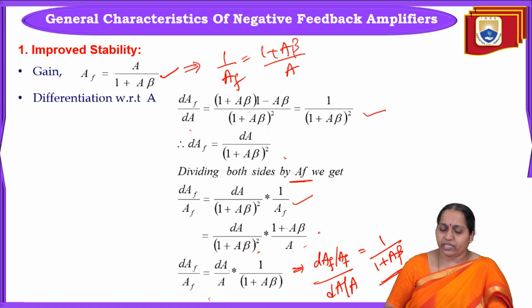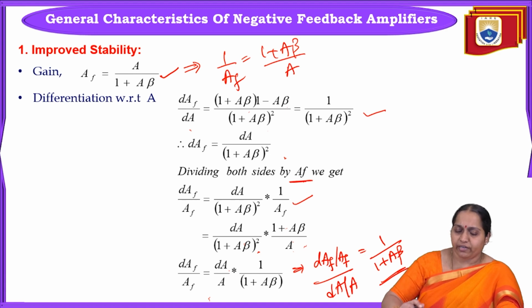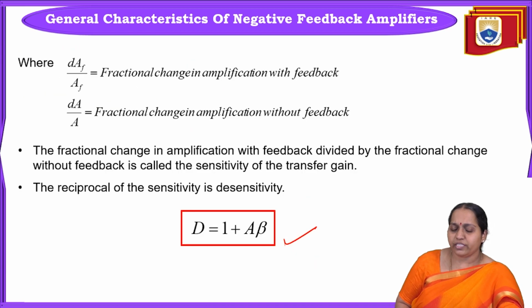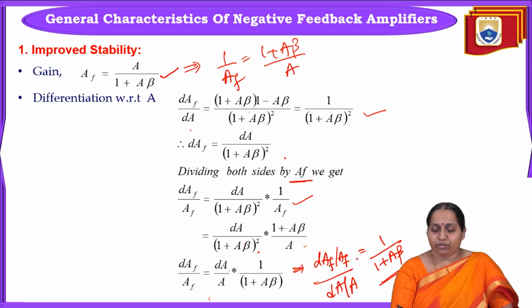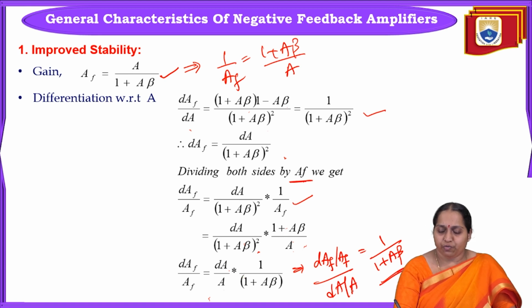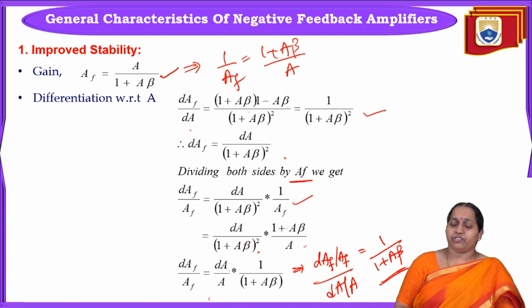How can we say that there is stability in gain, or improved stability? Improved stability means the fractional change in gain, dAF by AF, is dependent only on beta. Desensitivity is given by D equal to 1 plus A beta. The fractional change in amplification with feedback is less compared to the fractional change in amplification without feedback. You can see dAF by AF equals dA by A divided by something, so definitely it is reduced.